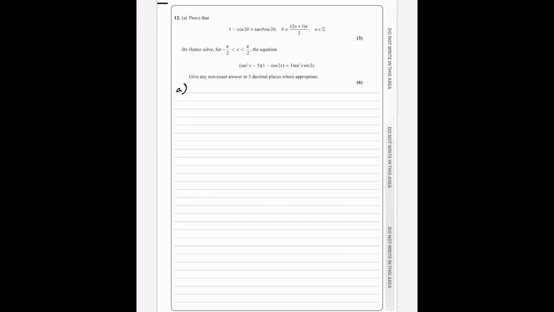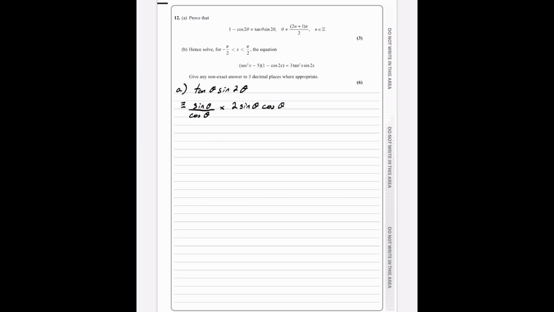12a. This is a trig identity. You always have a choice with proving trig identities. You can start with the left and turn it into the right, or you can start with the right and turn it into the left. I felt that was marginally easier going right to left rather than left to right, although you can do it either way. So I'm starting with tan theta sine 2 theta.